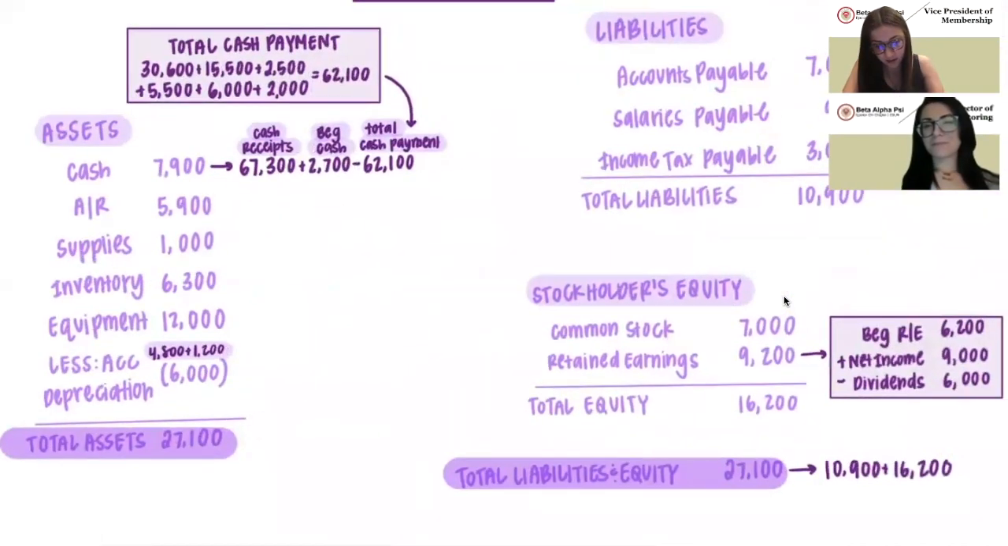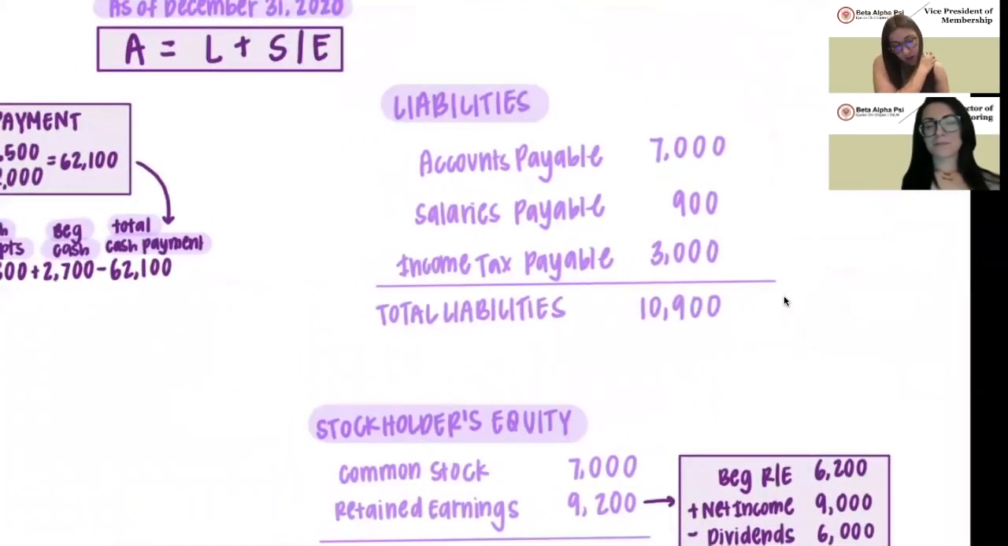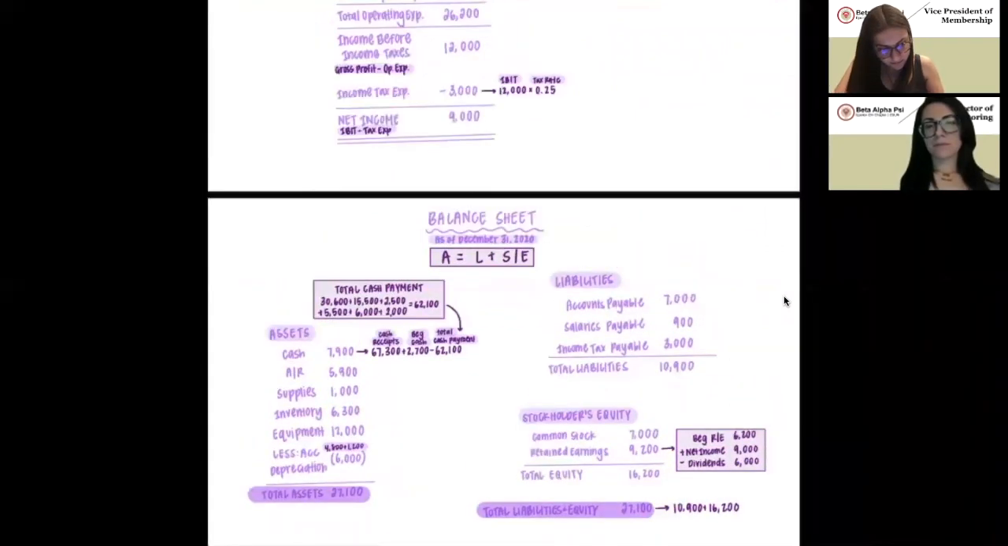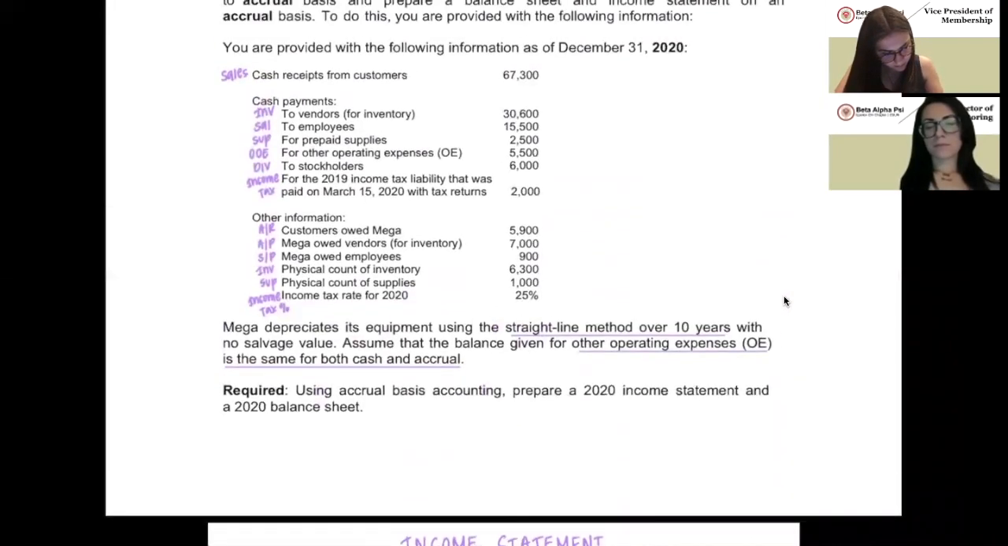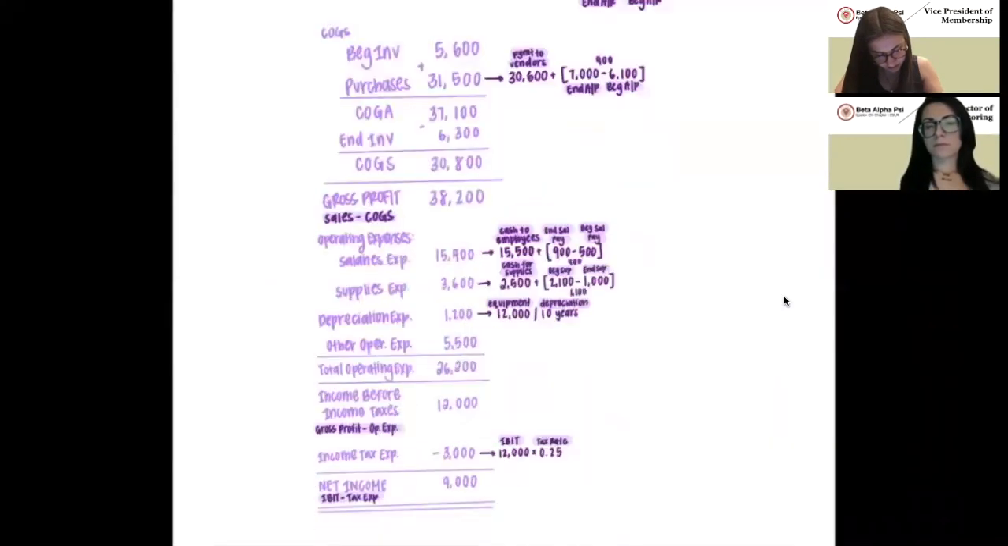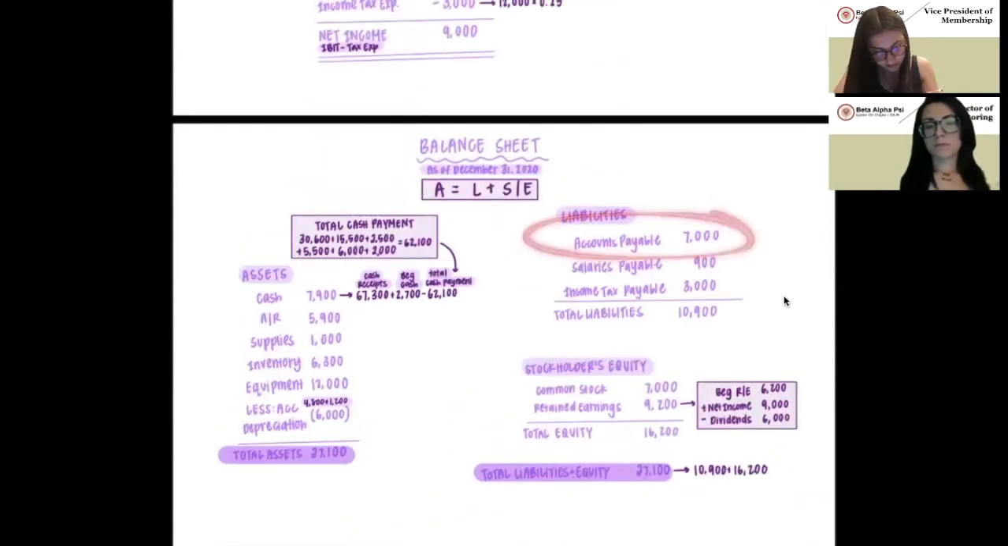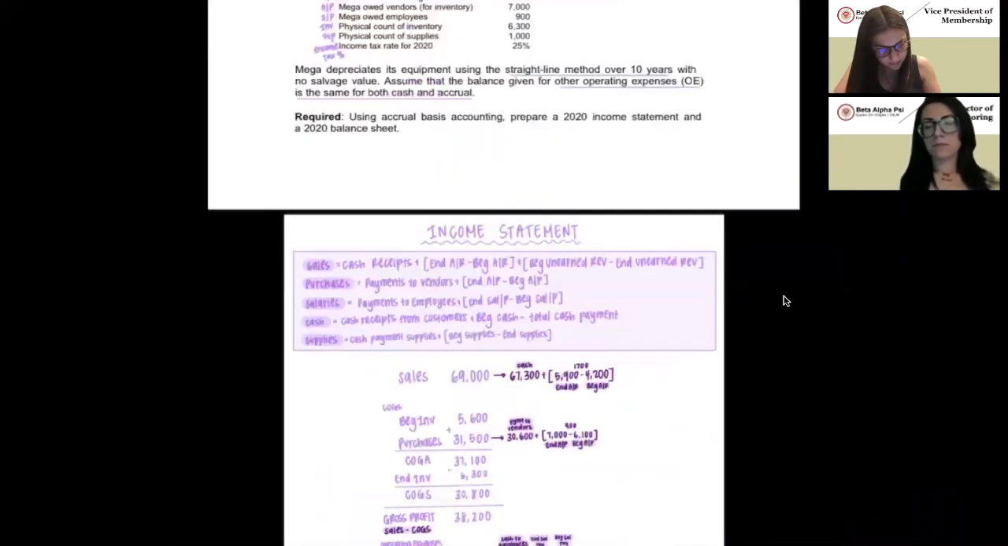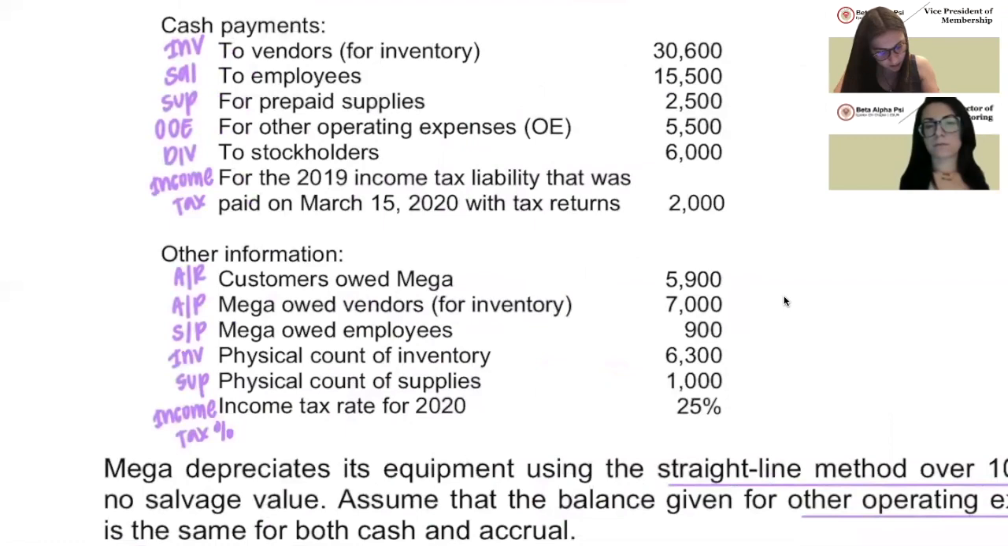Now let's move on to our liabilities. So our ending accounts payable, they tell us, is what Mega owed to vendors, $7,000. We plug that in, $7,000. Our ending salaries payable, they tell us, which is what Mega owed to employees, 900.